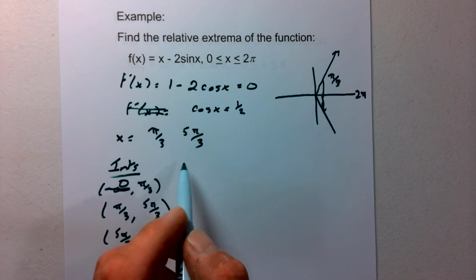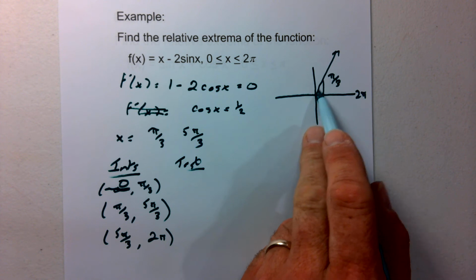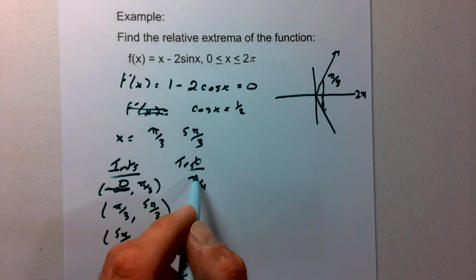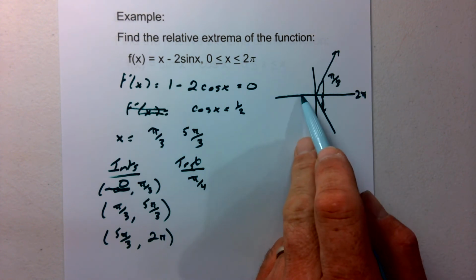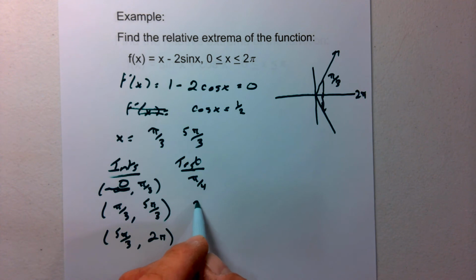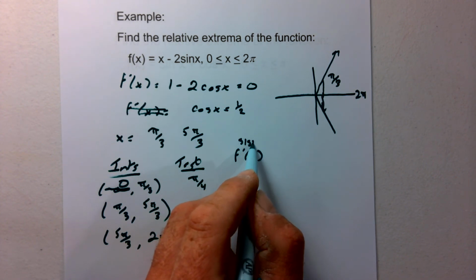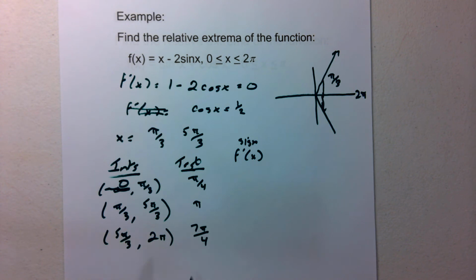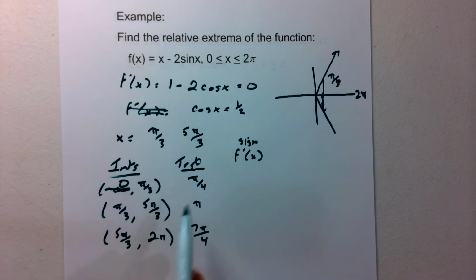We're looking for some test values on the interval from 0 to pi over 3. I would suggest some nice, clean, easy numbers. So pi over 4 makes sense to me. Coming over here, we can do pi over 2 if you want, or we can do pi. And then over here, we can do 7 pi over 4. So we're looking for the value of the derivative at pi over 4, pi, and 7 pi over 4, when we plug it into 1 minus 2 cosine of x.